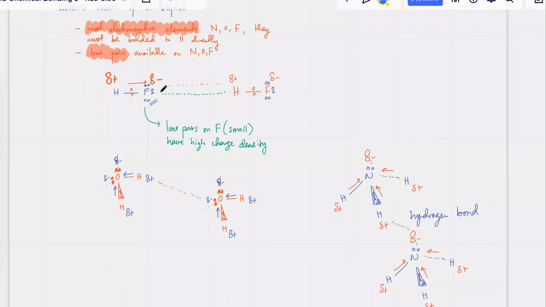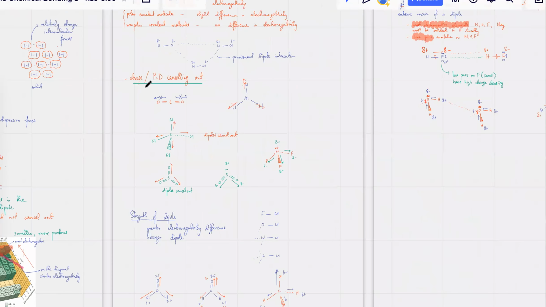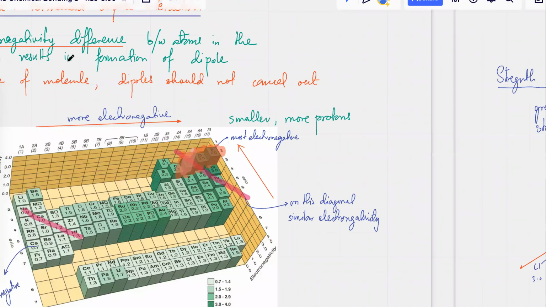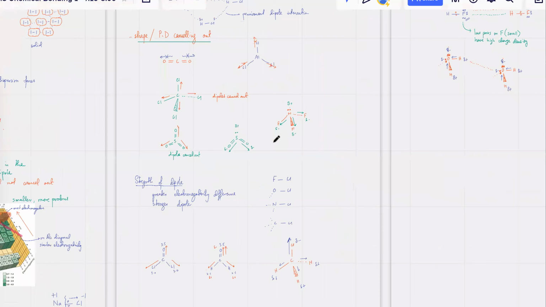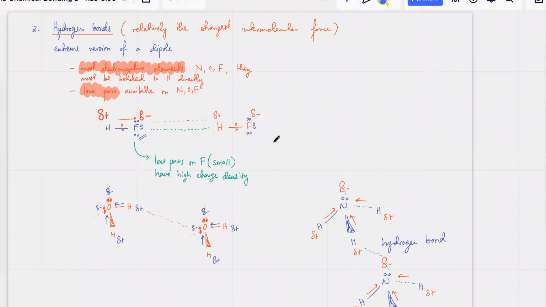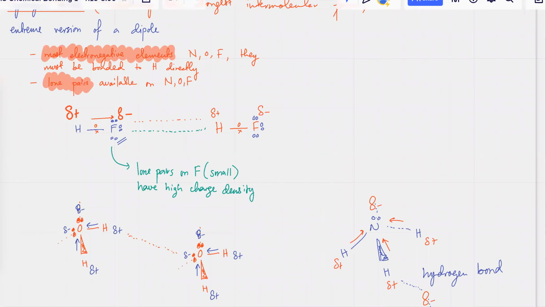Okay, good. Now HF would probably be the most polar because fluorine is the most electronegative. If you go over here, fluorine is right at the top, right? So fluorine would probably be the most polar. But the quantity of hydrogen bonds that would be formed would actually be lesser. The reason for that is, imagine you've got lots of HF molecules. Now if you analyze the HF molecule, it's got 3 lone pairs, but it's got only one H atom that has a partial positive charge.